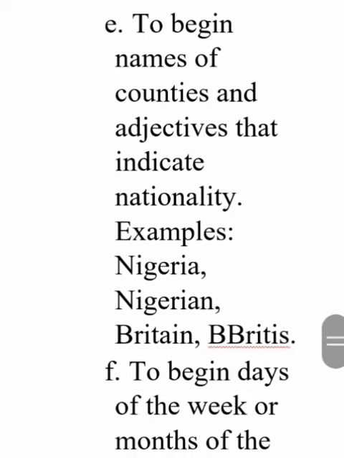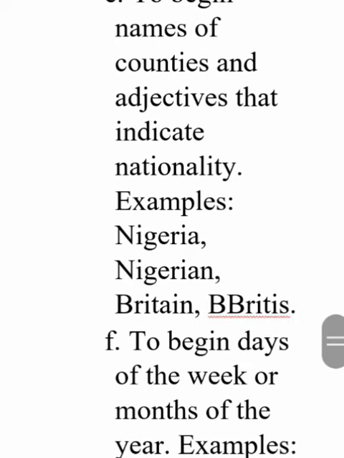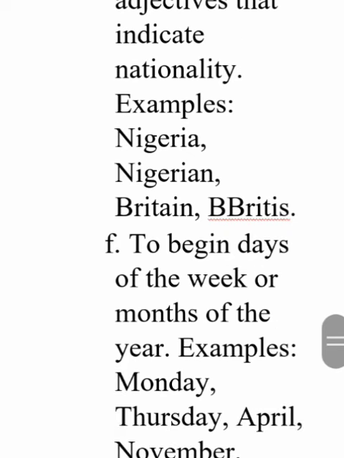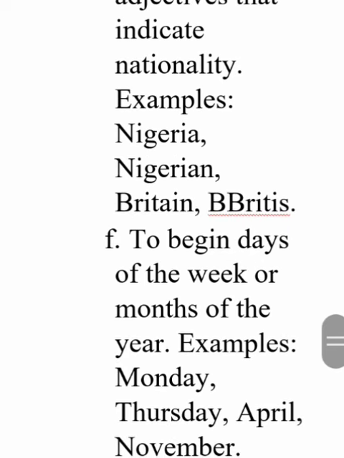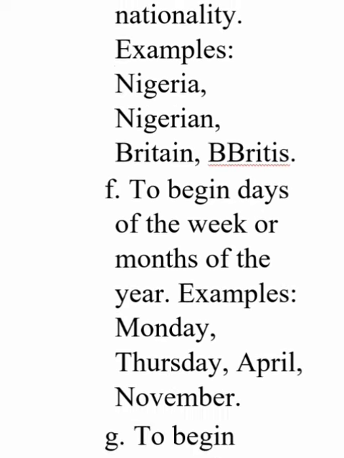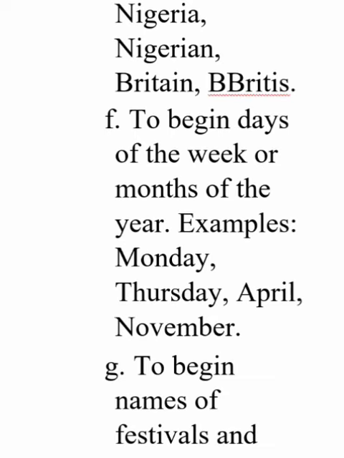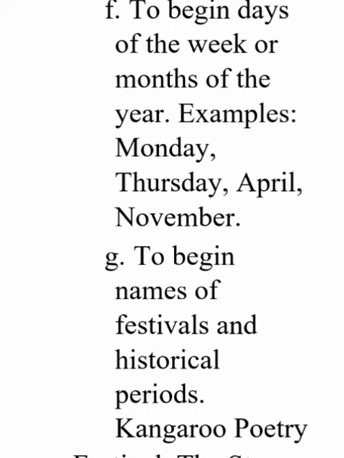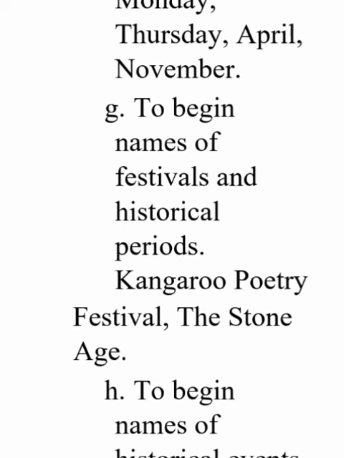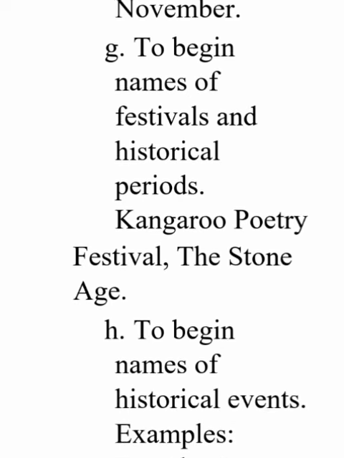Examples: Nigeria, Nigerian, Britain, British. F. To begin days of the week or months of the year. Examples: Monday, Thursday, April, November. G. To begin names of festivals and historical periods. Examples: Calabar Festival, the Stone Age.